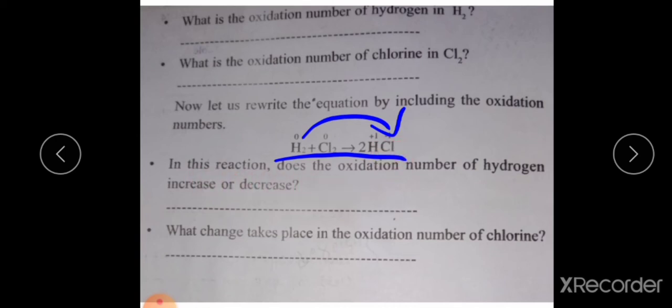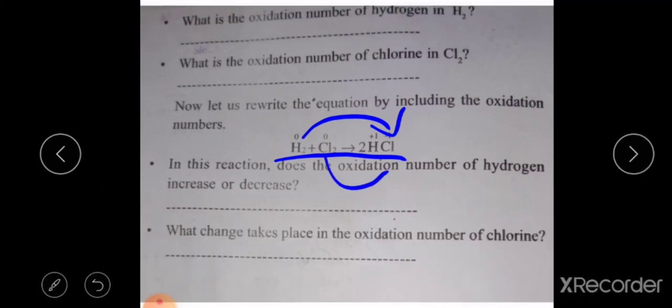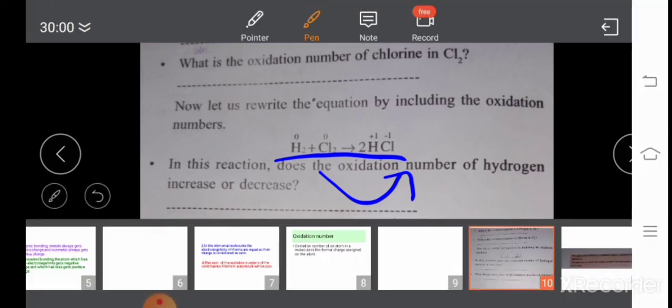So the answer is increase. What change takes place in the oxidation number of chlorine? What happens before the reaction and after the reaction? Here you can see in the elemental molecule the oxidation number of chlorine is 0, but after the chemical reaction the oxidation number of chlorine is -1. So 0 decreased to -1. So what change takes place in the oxidation number of chlorine? Yes, it is a decrease.